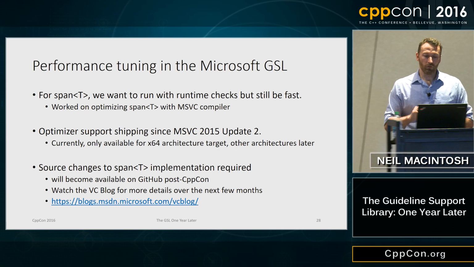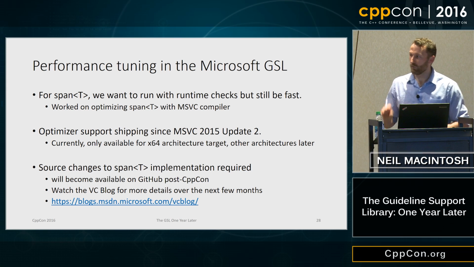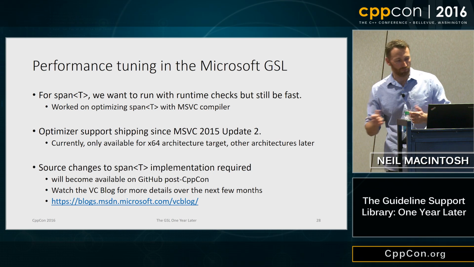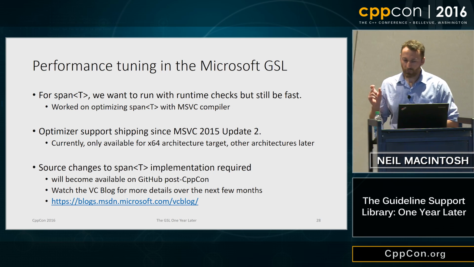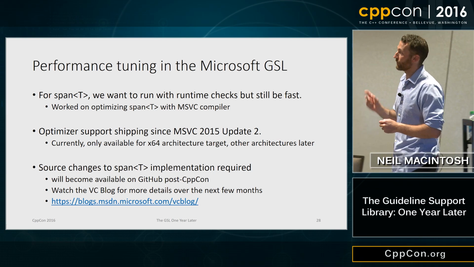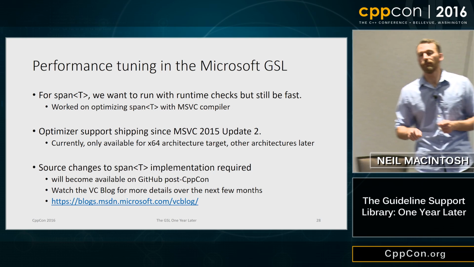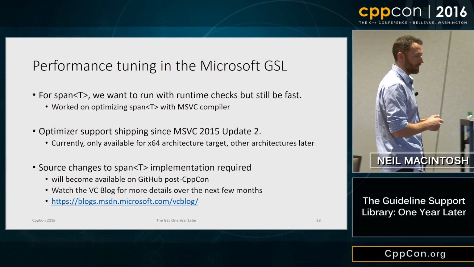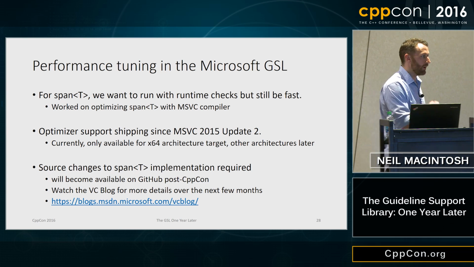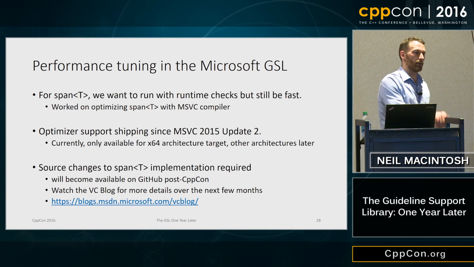So the tuning we're looking at doing is around span, and we wanted it to be with our compiler because we love our compiler. Currently, the optimizer support that was built does ship in the compiler and has since Update 2. It's only for x64 architectures because you've got to start somewhere, other ones will follow. But it requires source changes to span that aren't on GitHub yet.